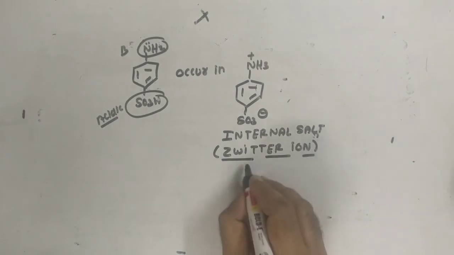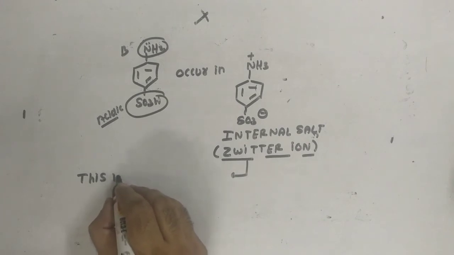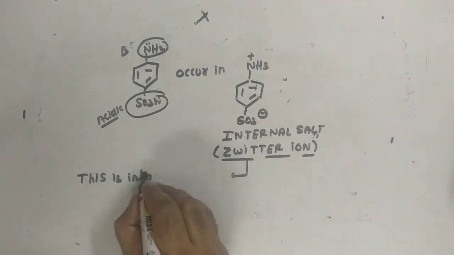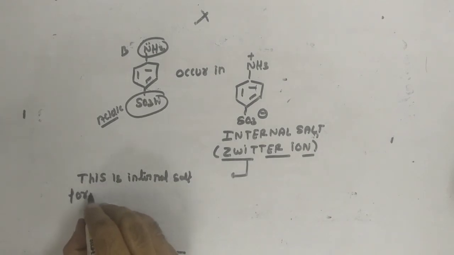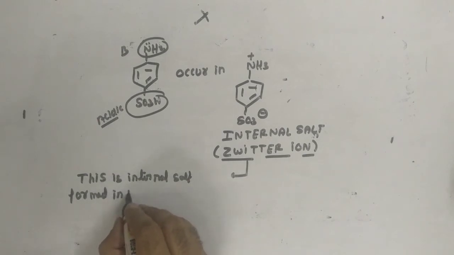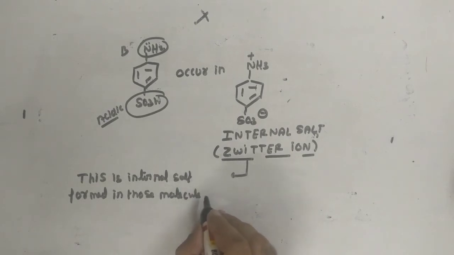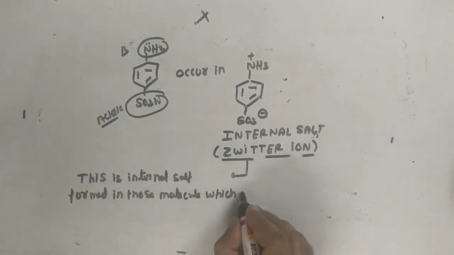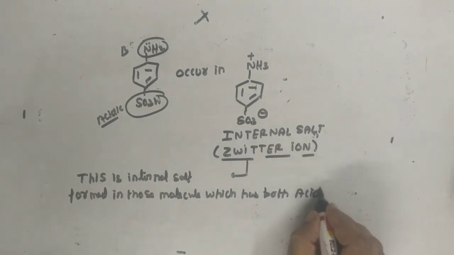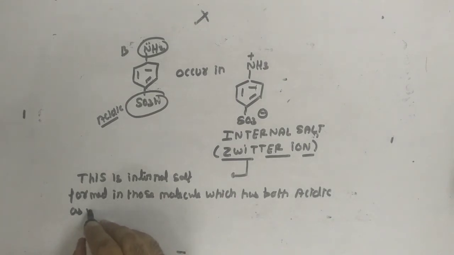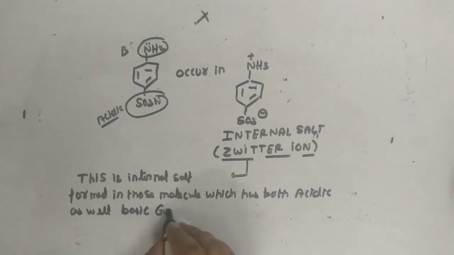So suppose somebody asks you what is a zwitterion, you will say this is an internal salt. It is an internal salt formed in those molecules which have both acidic and basic groups. The one which has got both acidic as well as basic group.